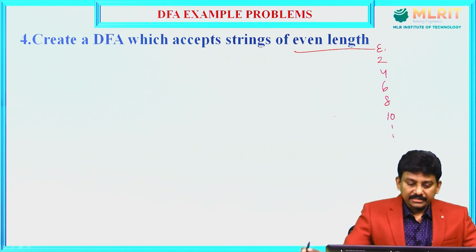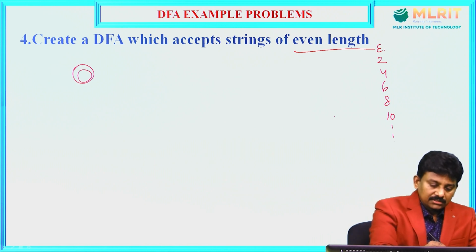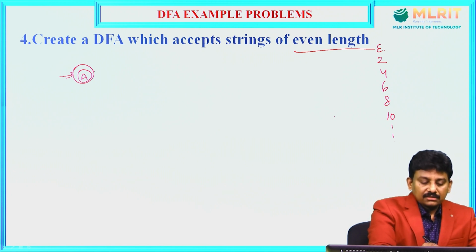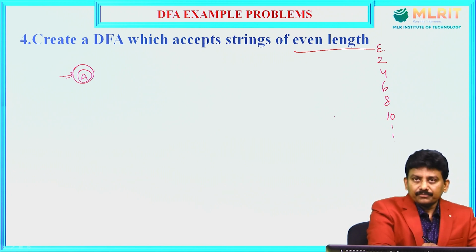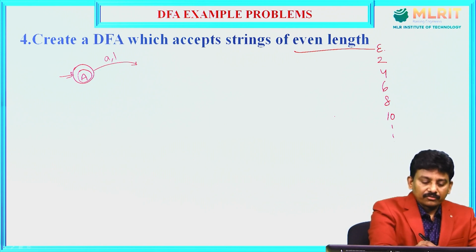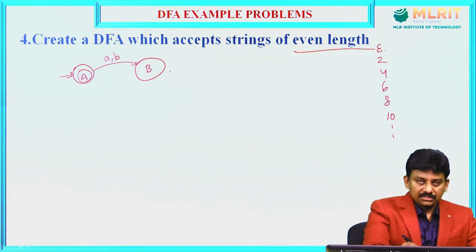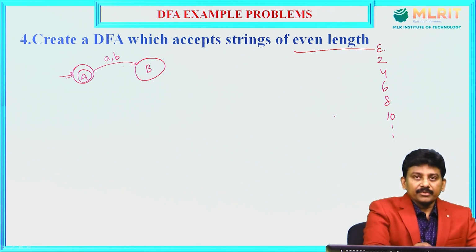For this, the DFA will have the initial state itself as the final state. A is the state, that is, we are assuming epsilon is also a string of even length. If you read any symbol, the length will become odd. If you read A or B from state A, I can go to the next state B, that is non-final. So if you read either A or B, that becomes odd length. If you read one more A or B from B, it becomes even, so I can go back to A.